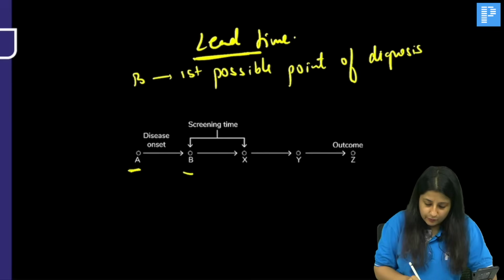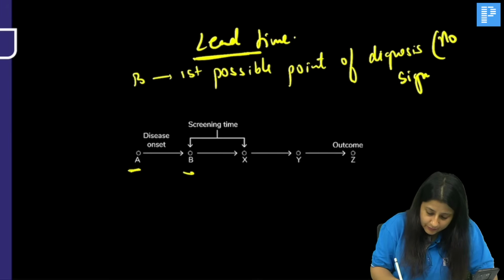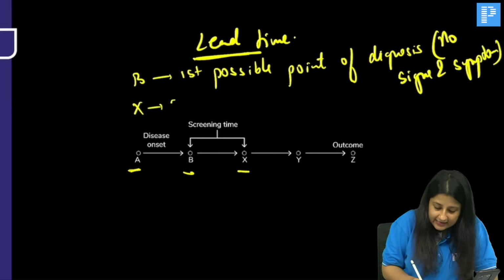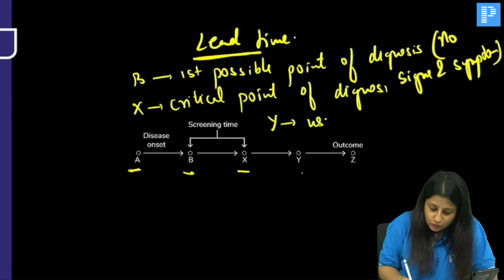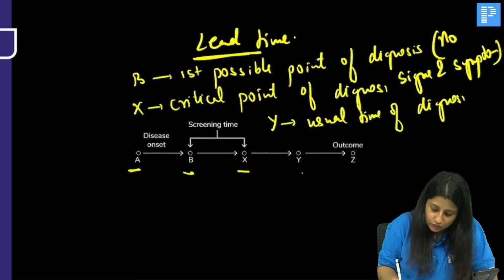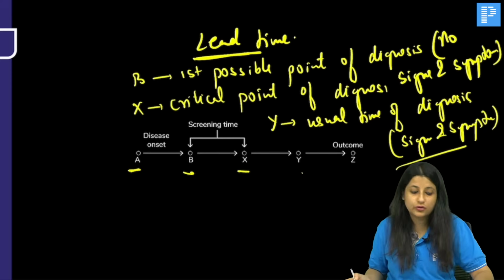Now if you talk about B, the first possible point, do we have signs and symptoms here? No signs and symptoms. Look at X. What is X, guys? X is the critical point of diagnosis. And what is Y? Y is the usual time of diagnosis. What does usual time of diagnosis mean? Signs and symptoms present.